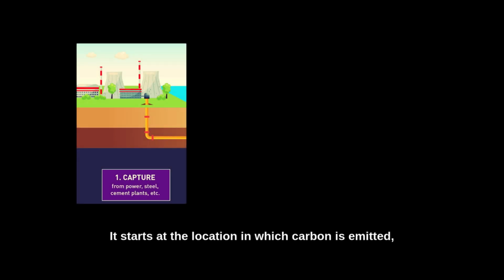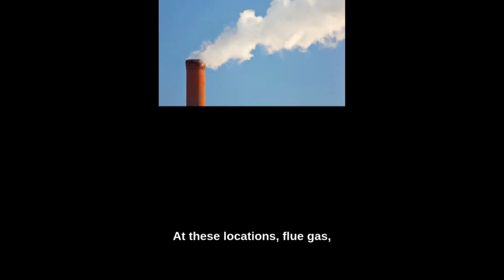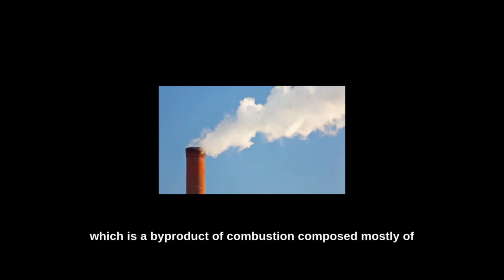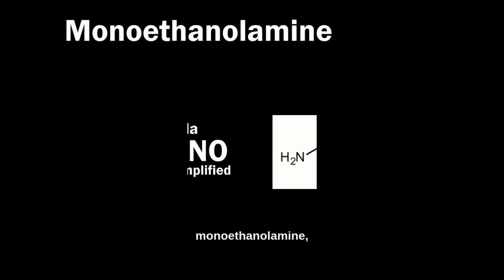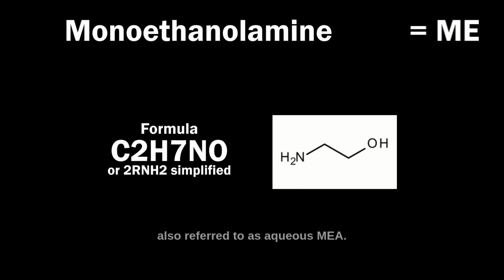It starts at the location in which carbon is emitted, which would include places like refineries, power plants, steel manufacturing locations, and much more. At these locations, flue gas, which is a byproduct of combustion composed mostly of carbon dioxide, nitrogen, and water vapor, is collected. It is then put through an aqueous amine solution called monoethanolamine, also referred to as MEA.